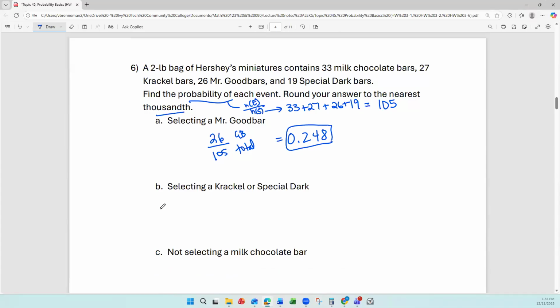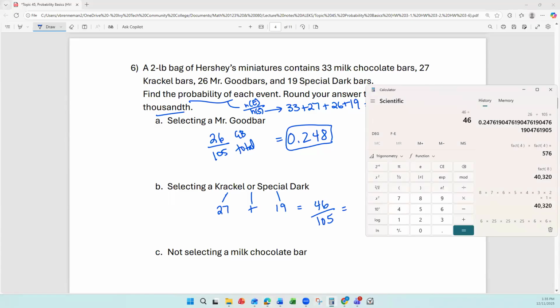Probability of selecting a crackle or special dark. So you grab a candy bar. If it's crackle, you're good. If it's special dark, you're good. So that's going to be, there's no overlap here. So just the 27 crackles plus the 19 special dark, looking at 46 total that are going to make this true out of the 105. So 46 divided by 105, 0.438.